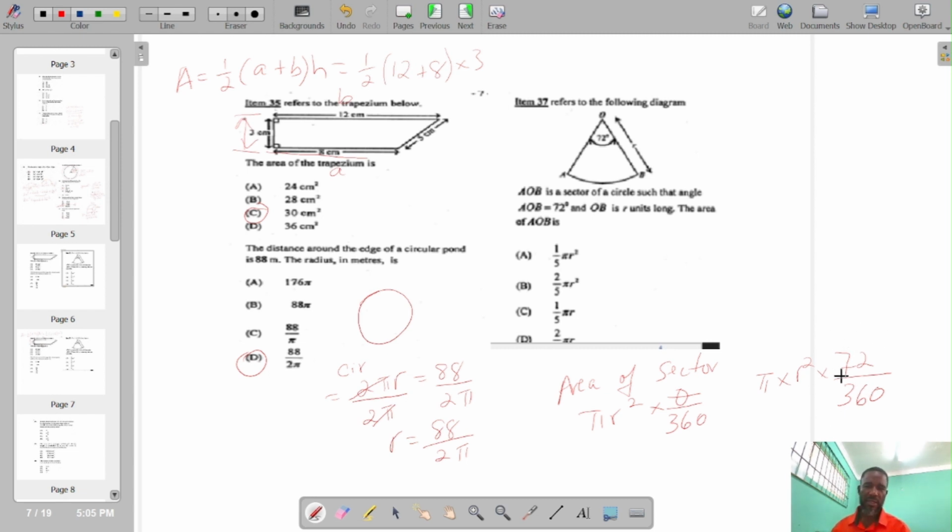Okay, all right, so we know that 6 twelves will give us 72, so 12 will go into 72 6 times, and 12 will go into 360 30 times. Okay, can we break that down further? Of course we can. 6 into 6 will go 1, and 6 into 30 will go 5. So basically we have pi r squared times 1/5. Okay, so our answer there is E.